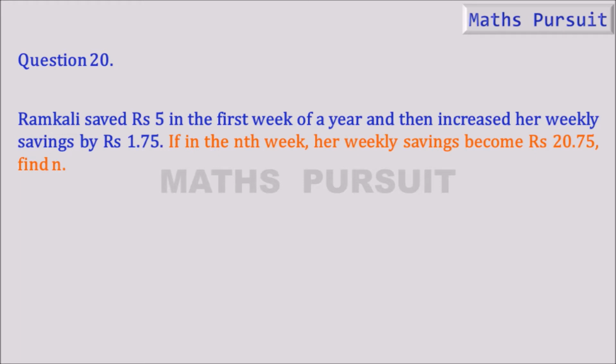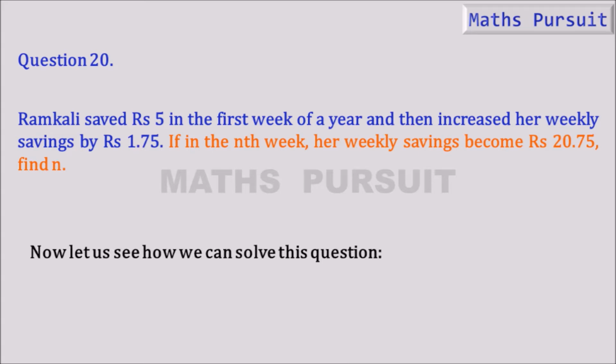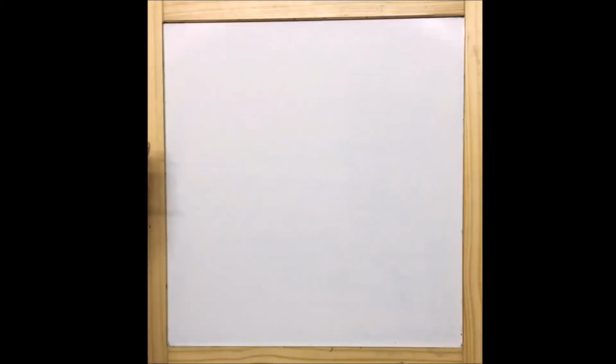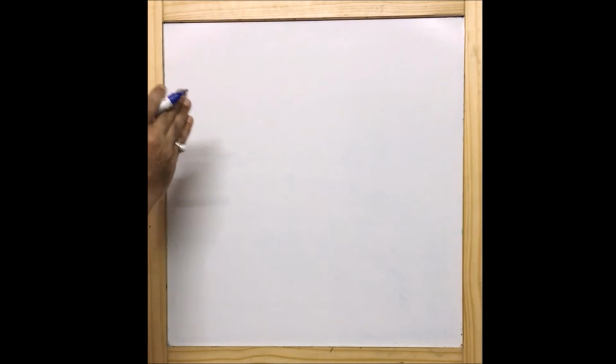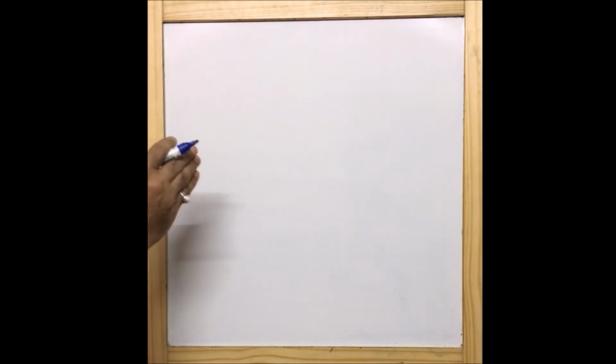Guys, it looks like this question is again a very easy one, and from the data it looks like it forms an arithmetic progression with a common difference of rupees 1.75. Now let us see how we can solve this question. Solution. As per the question, Ramkali started saving from rupees 5 and then increased her savings each week by rupees 1.75, and at a particular week the savings became 20.75. So we are going to find out that week in which it became 20.75.